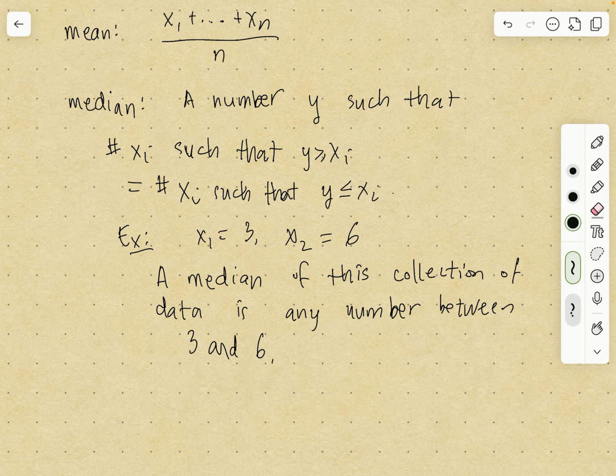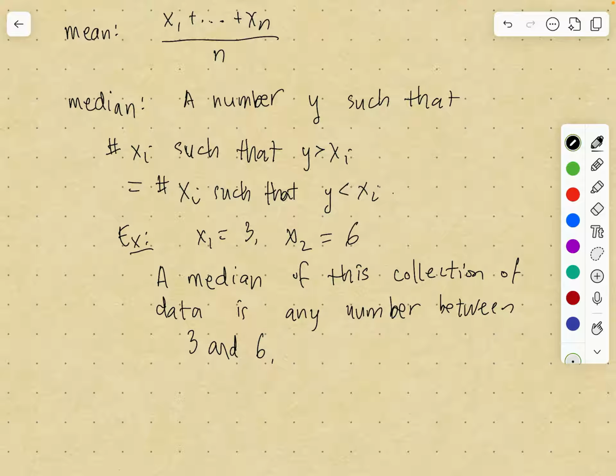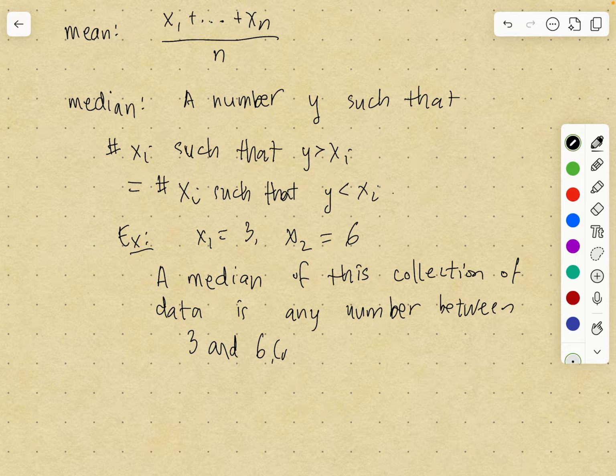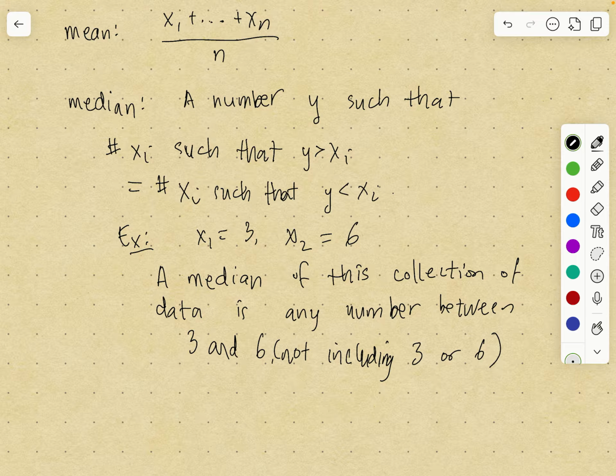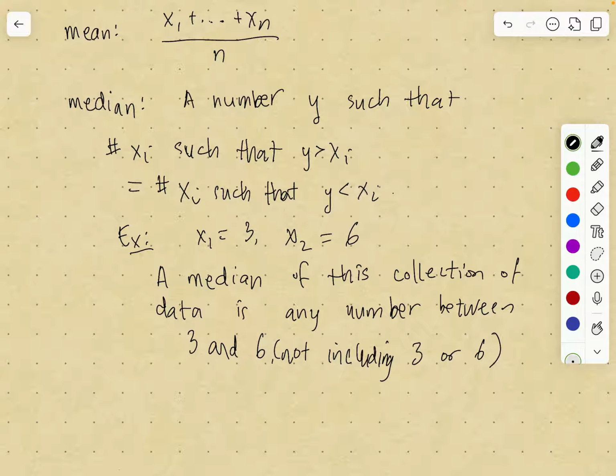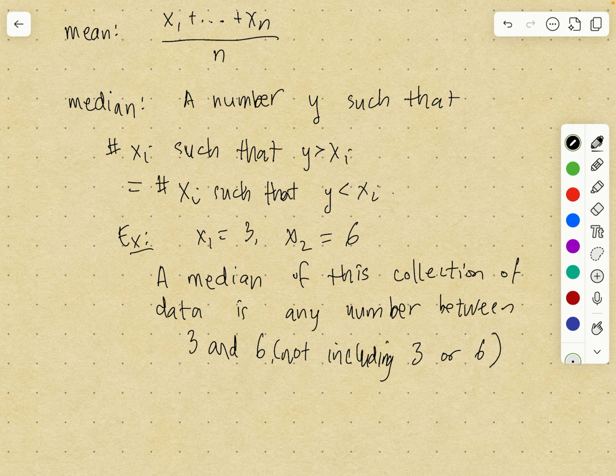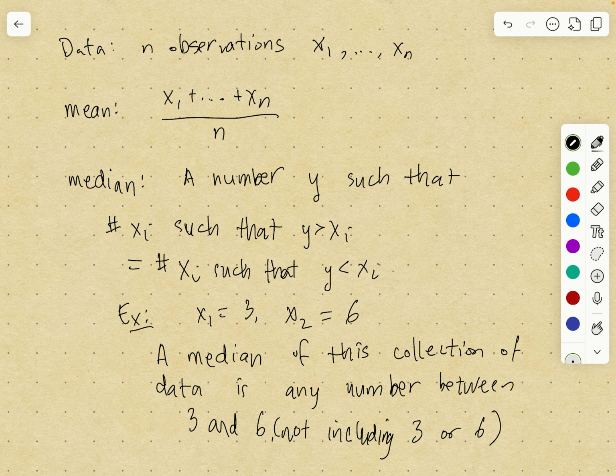So maybe it's a little better to define the median using a strict inequality so that we don't include 3 or 6 as medians. There might be different definitions depending on what reference you use, so slightly different definitions of the median. But anyway, the idea is that these numbers give you one number that summarizes the data.